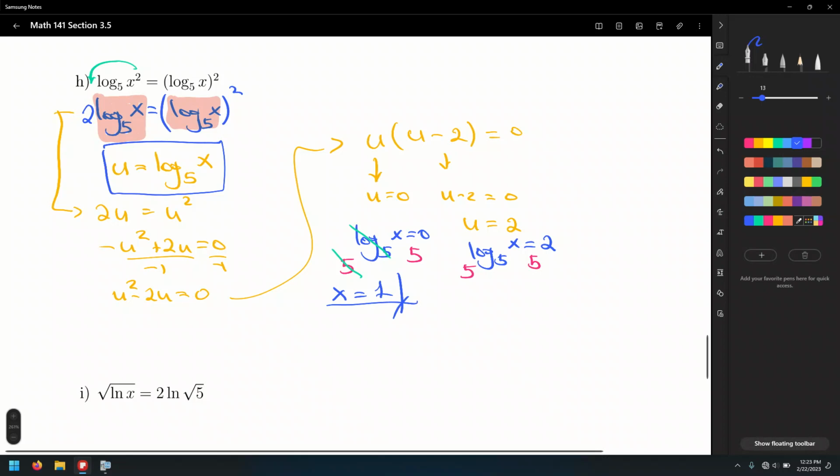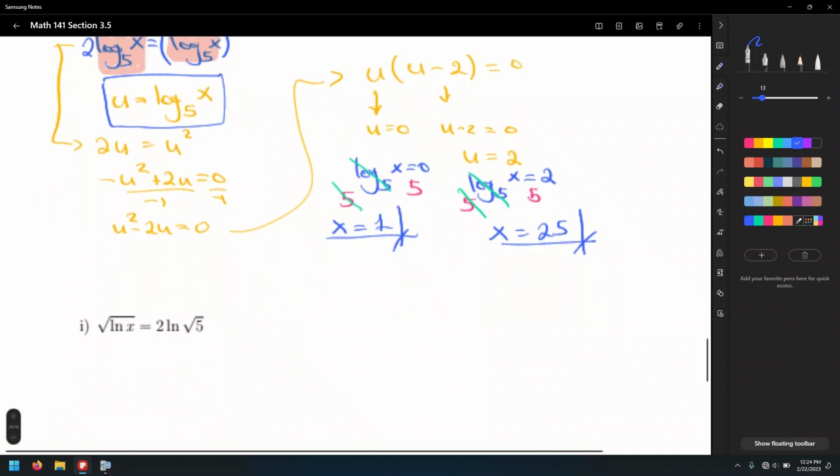Let's go about the second solution. Again, you might want to cancel the exponential with the log, and x equals 5 to the second power, which is 25. And those are the two solutions here. Let's see, what else do we have? Okay, the next one.